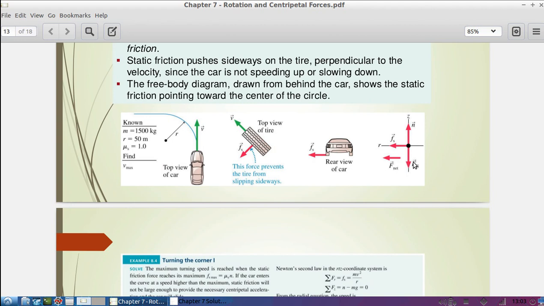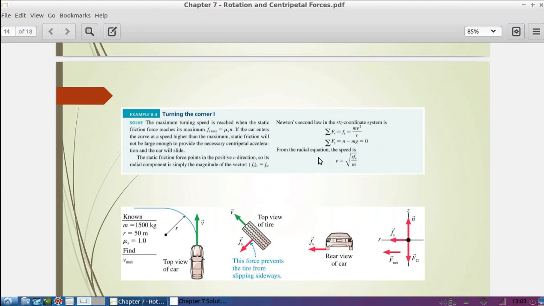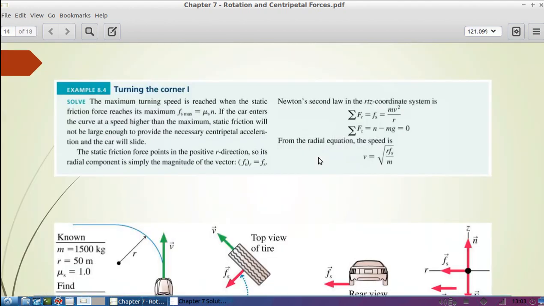This is very familiar, just like a block sliding across a floor or something like that. We've got normal in the positive z, gravity in the negative z, and then we've got the force of friction towards the center of the circle. Okay, so here's my free body diagram. So I want Newton's second law in both directions. I want Newton's second law in the z direction and the r direction. I'll zoom in a little bit here.